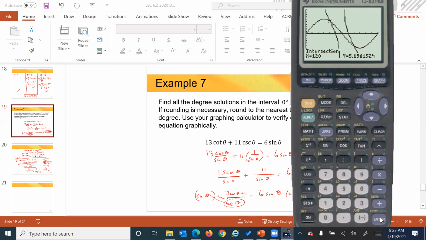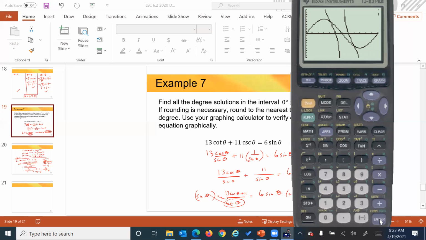Wait, how do you do the guess? Sure, let's do it again. Intersect, click on it. So first curve, just click enter. Now it says second curve, click enter again, because we only have two equations, right? And then you just get close to the answer right here, just close to where they intersect.